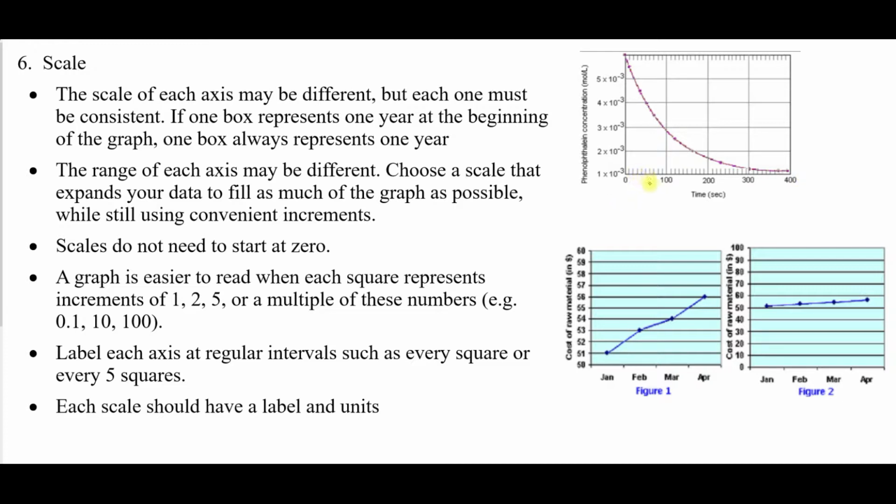Scales do not need to start at 0. The origin does not have to be 0. In other classes that may be true, but in chemistry that doesn't work very well. It's easier to read if you use multiples of 1, 2, or 5. Make sure you label it every so often. Doesn't have to be every square, but maybe every 2 squares. And again, each label should have both a number and a unit.